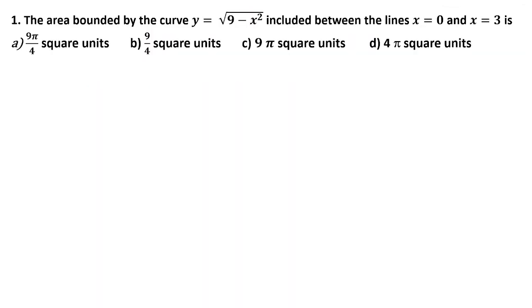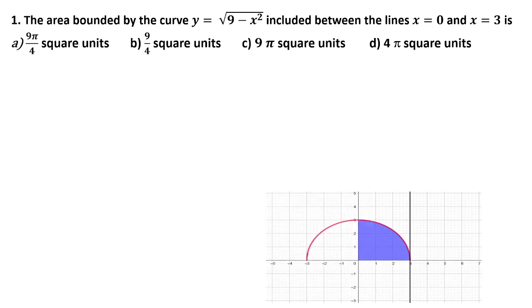And move on to question number 1. The area bounded by the curve y is equal to root 9 minus x square included between the lines x is equal to 0 and x is equal to 3. x is equal to 0 is the y axis and x is equal to 3 is a line parallel to the y axis. And what is y is equal to root 9 minus x square? It is the circle x square plus y square is equal to 9.